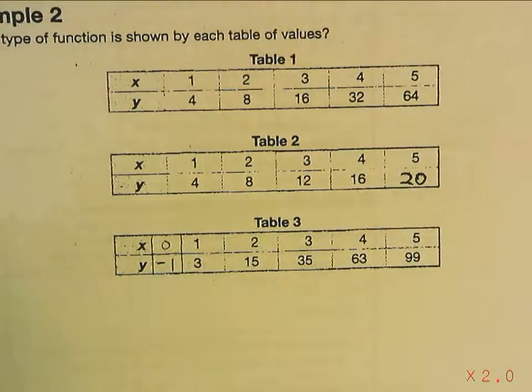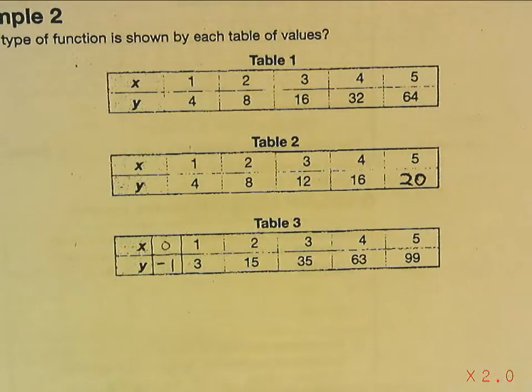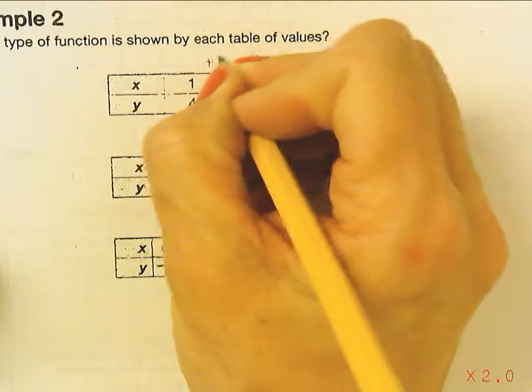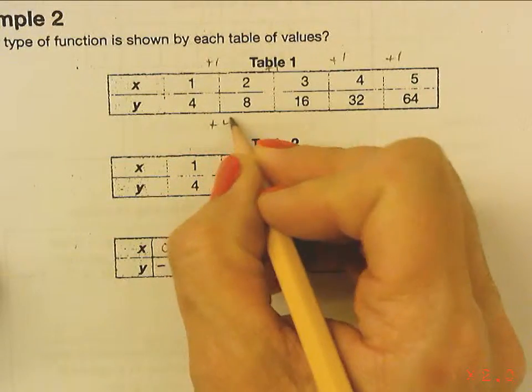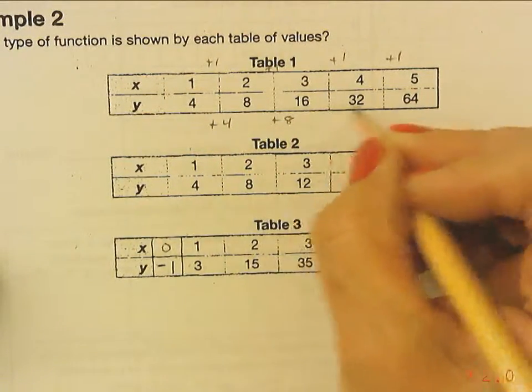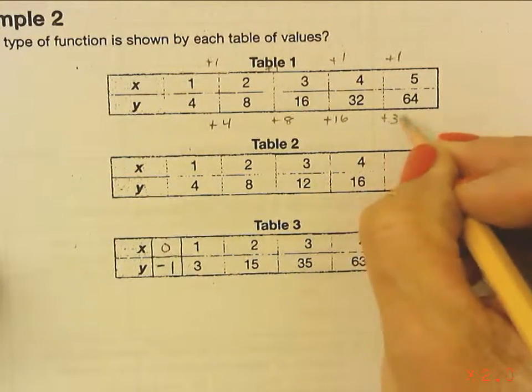So let's look at table 1. All of these rules only work if x is increasing by the same amount each time. So if you're given a function and x is not increasing by the same amount each time, you can't use these rules. But let's look at the first one. We see that x is going up by 1 each time. Let's see what is happening to y. So this is plus 1, plus 1, plus 1, plus 1. Y is plus 4, plus 8, plus 16, plus 32.